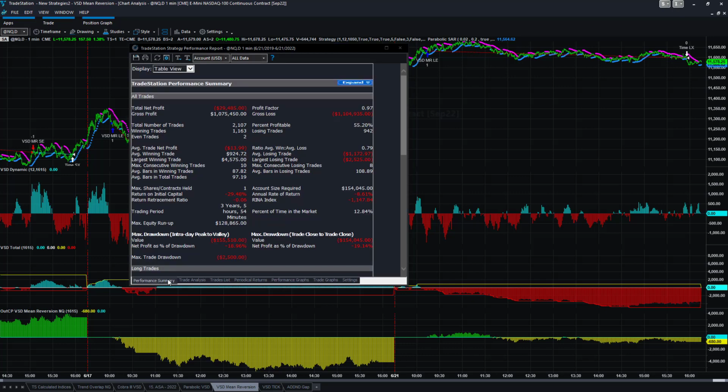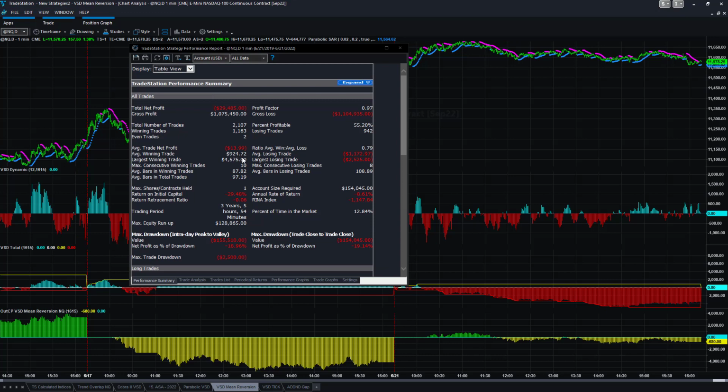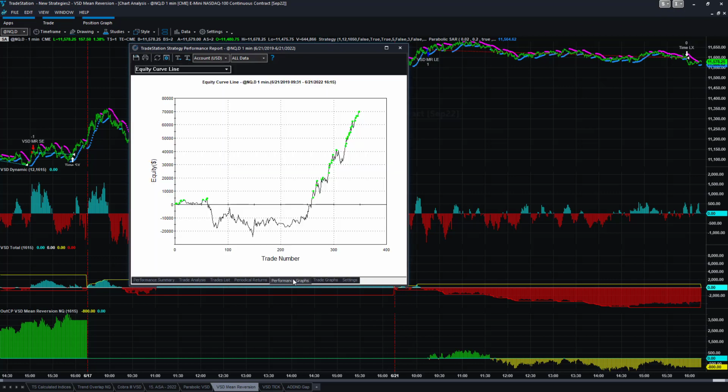Now let's look at it when we change the input to conservative. I simply want to take this AGR input and set it to false, so it's not aggressive. Aggressive is false. And then we can wait for the results. So here it is, the last 3 years, $198 average trade profit. You went from 2,100 trades, so about 1/7 of the number of trades.